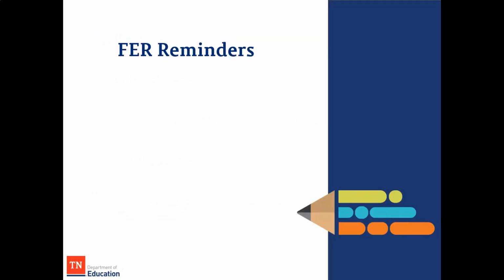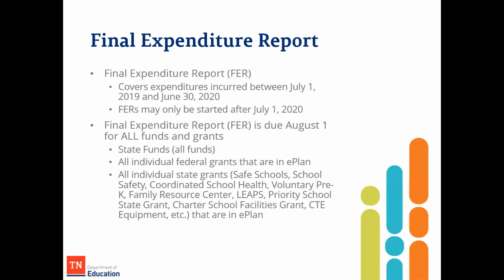We are now going to cover several final expenditure report reminders. The final expenditure report covers expenditures incurred between July 1, 2019 and June 30, 2020. FERs may only be started after July 1, 2020. Final expenditure reports are due August 1st for all funds and all grants.